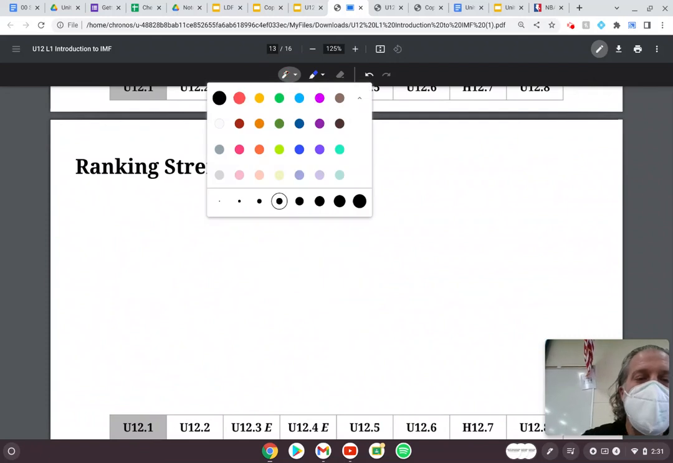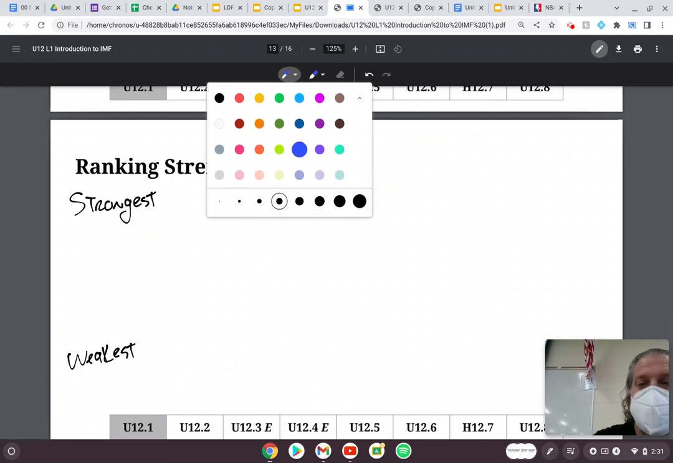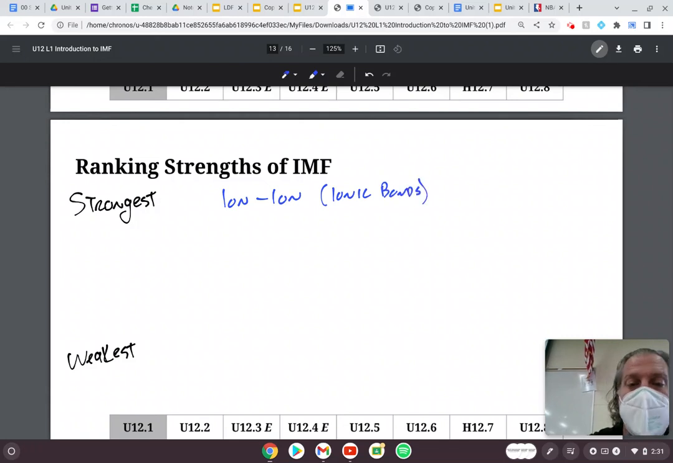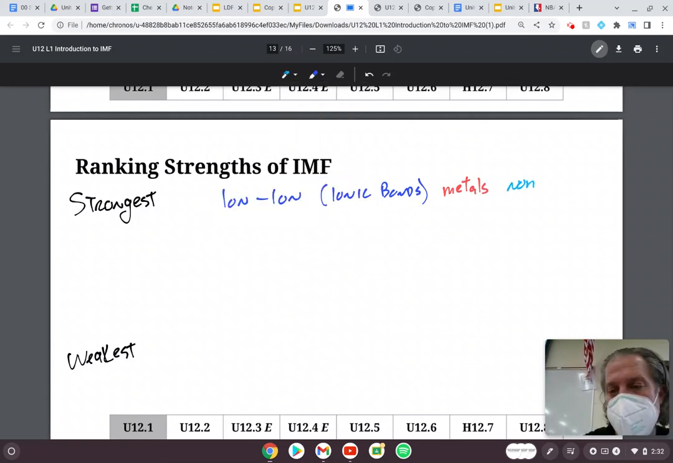So we're going to rank these types from strongest to weakest. Our strongest type of attraction is ion-ion, which occurs in ionic bonds between metals and nonmetals.